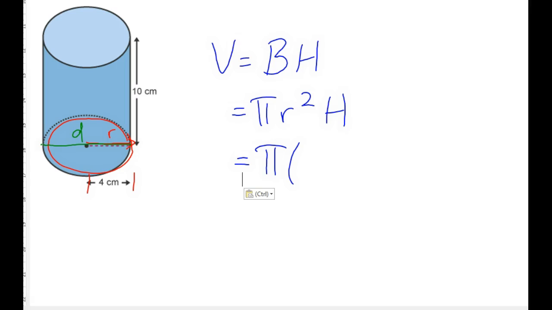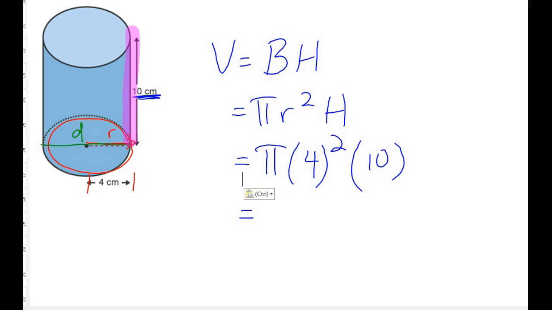So plugging in 4 for my radius, and I'm going to square it. Just remember that 4 squared means 4 times 4. It doesn't mean I'm multiplying the value by 2. Then I'm going to go ahead and multiply by the height of the entire figure. This thing right here, the 10 centimeters. And then go ahead and type that into my calculator.